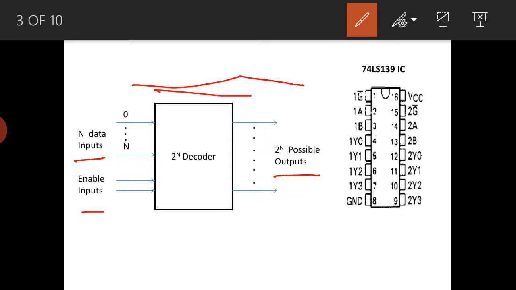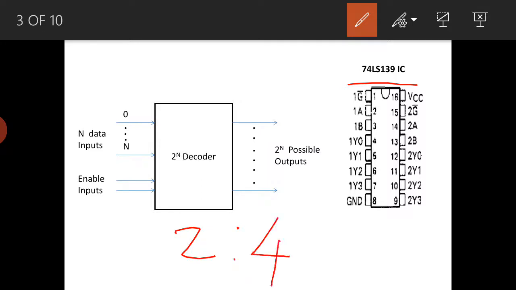Now if you take the IC, whatever the circuit is, finally it will come in the form of an IC. The IC name for the 2:4 decoder is 74LS139. 74 indicates the temperature range. LS stands for low power Schottky, which is what it is made of. Then 139 is the name of the decoder.